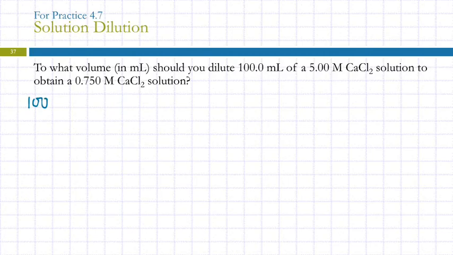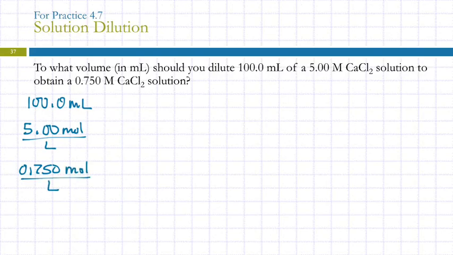So we've got 100.0 milliliters, and we've got 5.00. I'm going to write that as moles per liter instead of capital M. And then I've got 0.750 moles per liter. Let's label these. Well, this first one is a volume, right? And this is a molarity. And this is a molarity.